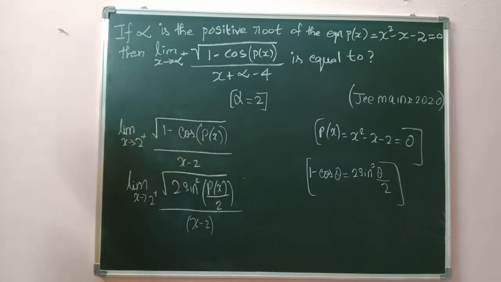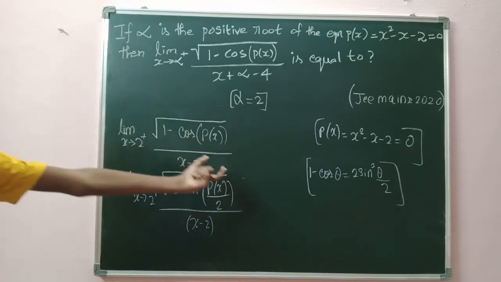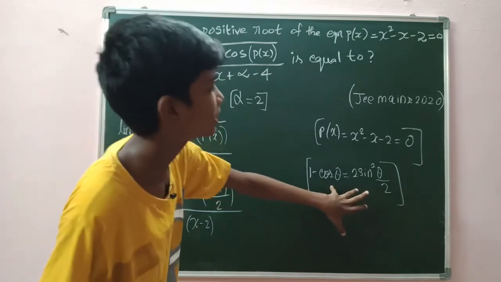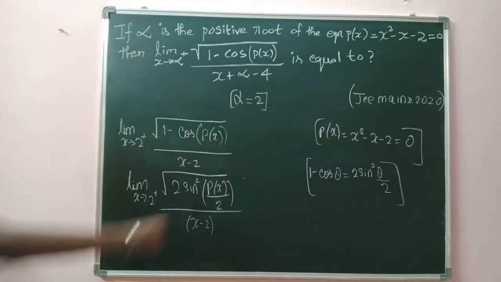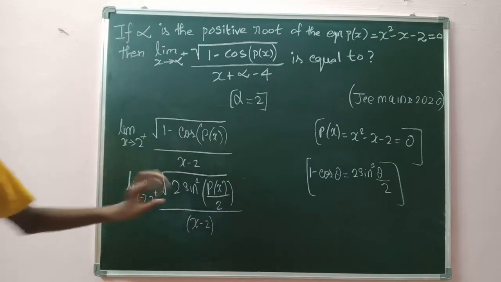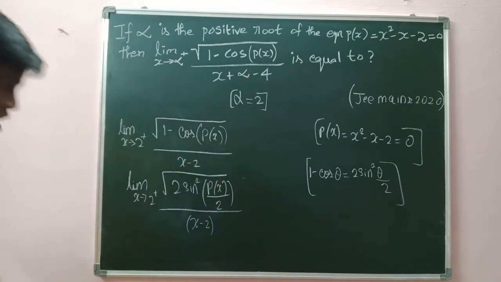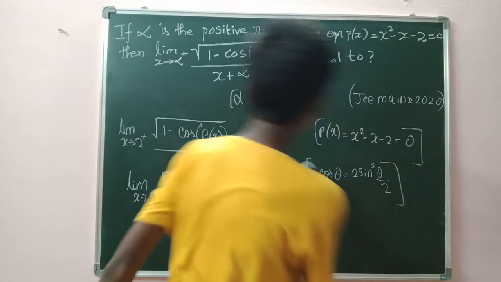Okay? So that's what I used. Just in this 1 minus cos of p of x, I used this identity, that is 1 minus cos theta is equal to 2 sin square theta by 2. Using that I wrote like this. Here your theta is p of x. Don't forget that. So now people, I will rub this.